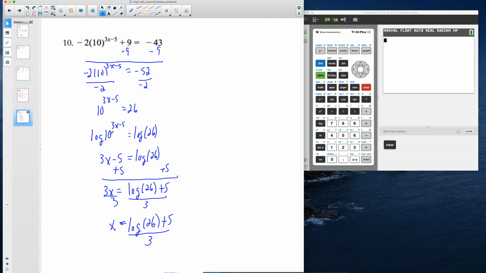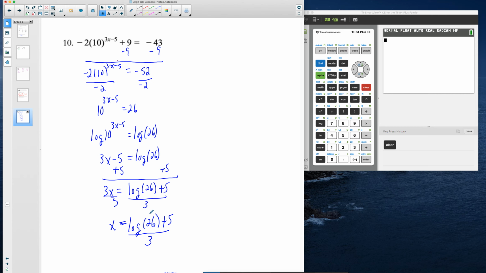These undo each other, is equal to 1. So I get 3x minus 5 equals log of 26. I have to add 5 to both sides. All right, and then now this one has an additional step that the prior problems did not, because I have this 3x right here. So I just have to divide everything by 3. So my final answer is log of 26 plus 5, divided by 3.